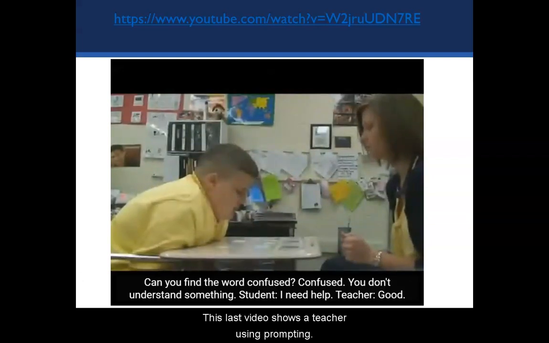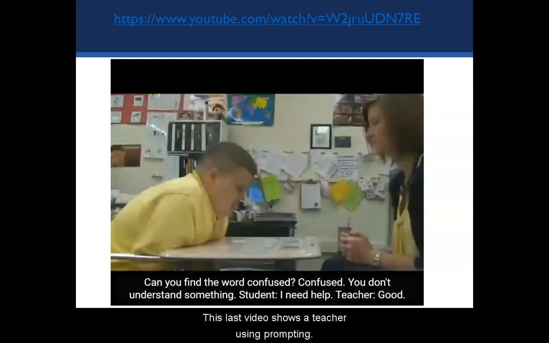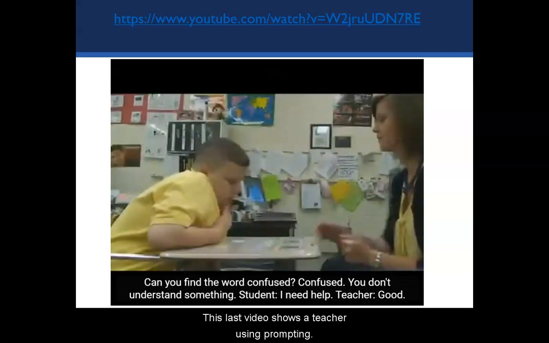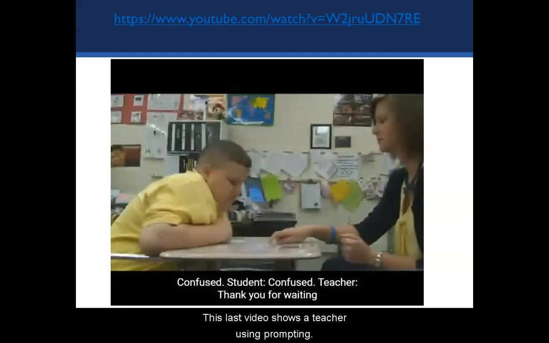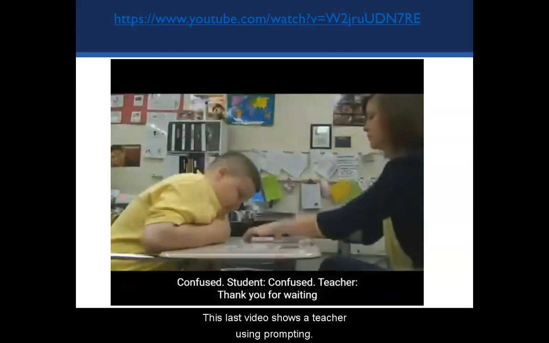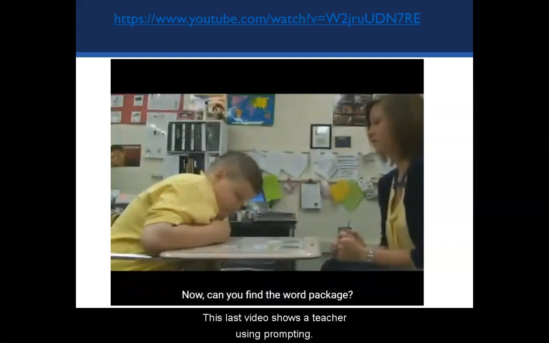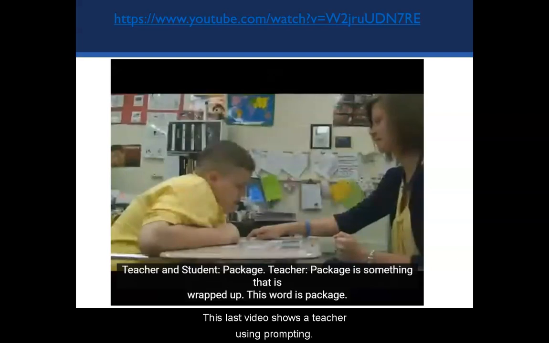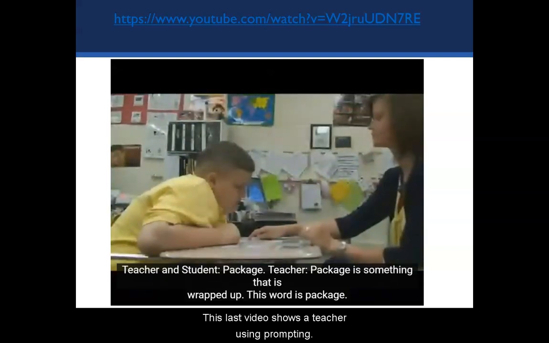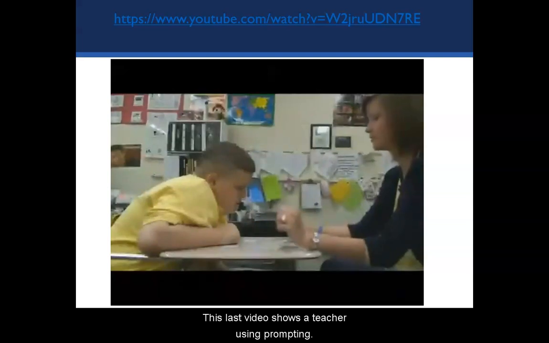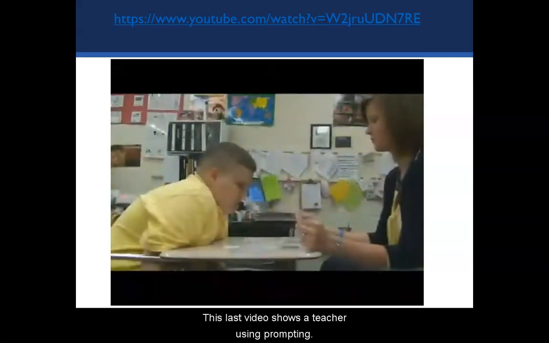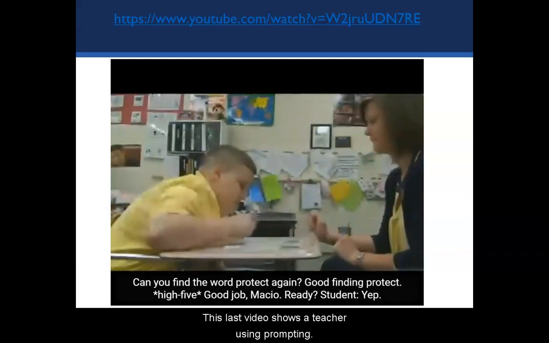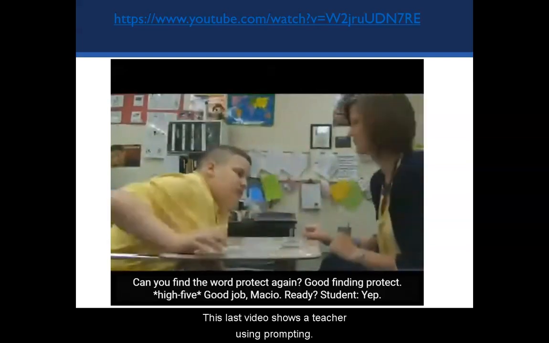Can you find the word confused? Confused means you don't understand something. I need help. Good. Confused. Thank you for waiting. Now can you find the word package? Package is something that is wrapped up. This word is package. I need help. That's okay. Hands down. Can you find the word protect again? Good finding protect. Good job, Maceo.